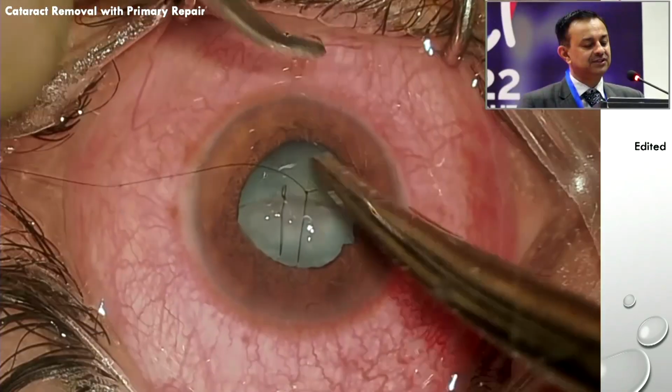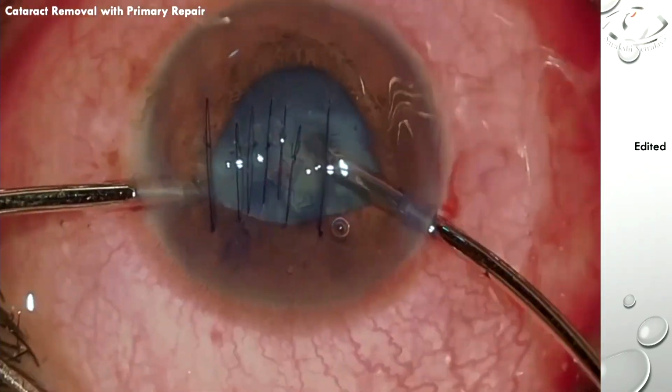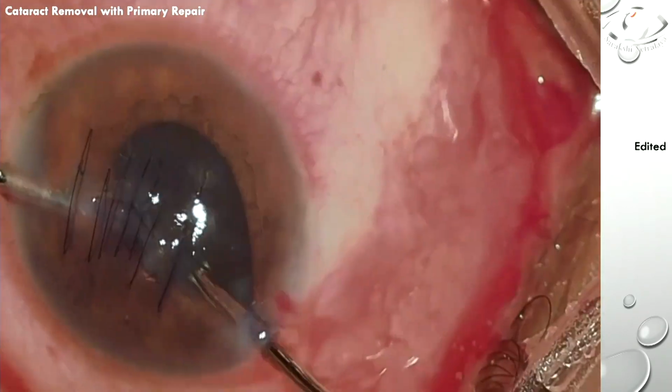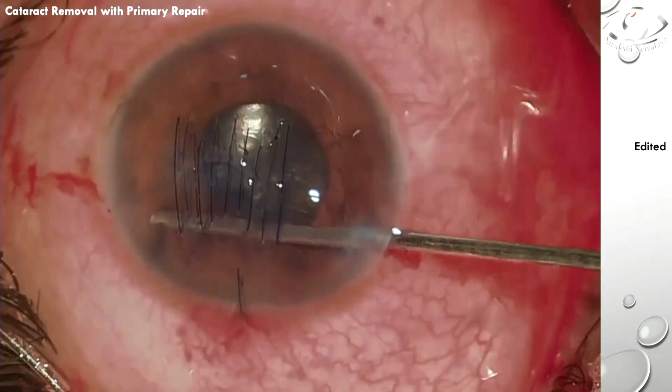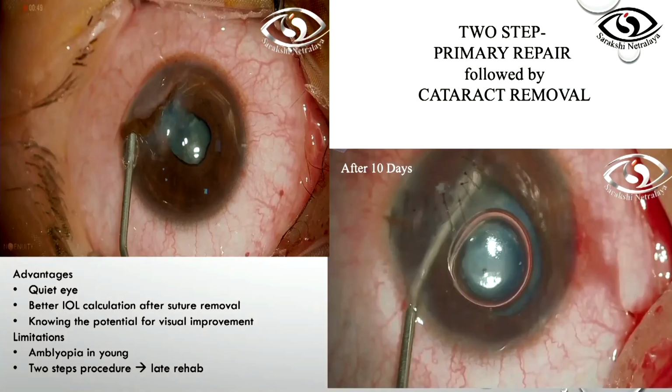So this is a case where you see that after primary repair, you are doing a cataract. We have converted the tear into a rhexis, and the cortical cataract removal is not very difficult. It does not need much brains, basically because the cortex is very soft.